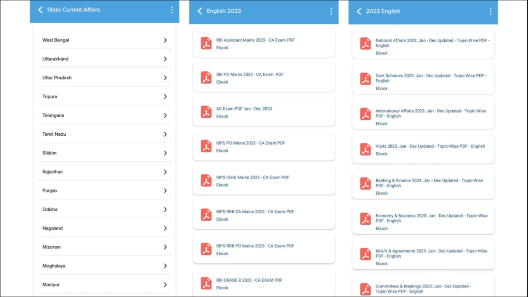Then for the students who are preparing for state exams, this will also be beneficial, as we will provide state-wise current affairs for them. Apart from this, we also cover topic-wise current affairs such as national affairs, government schemes, international affairs, banking and finance, economy and businesses, as these are the topics from which the examiner definitely asks questions, and these are covered on a monthly basis.